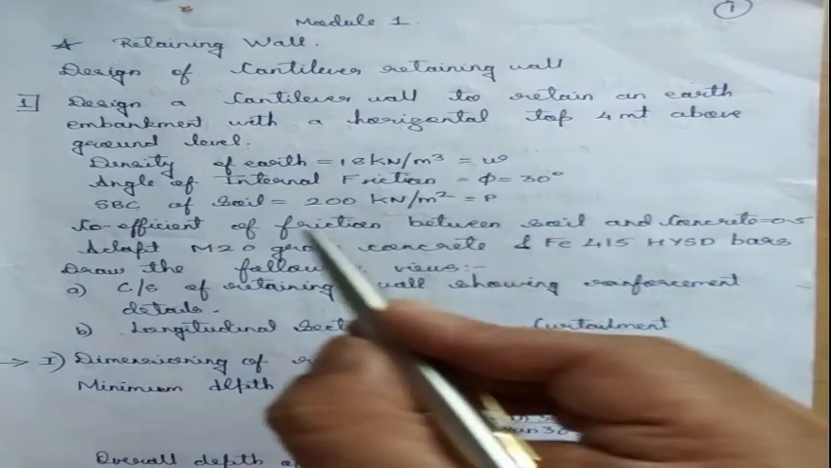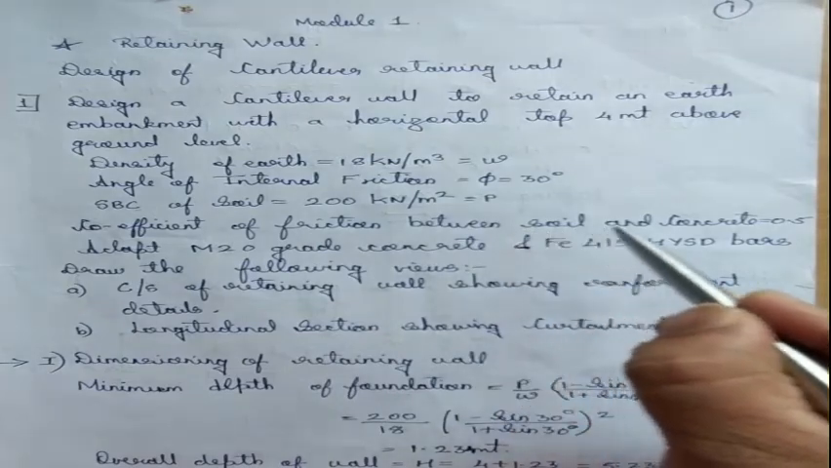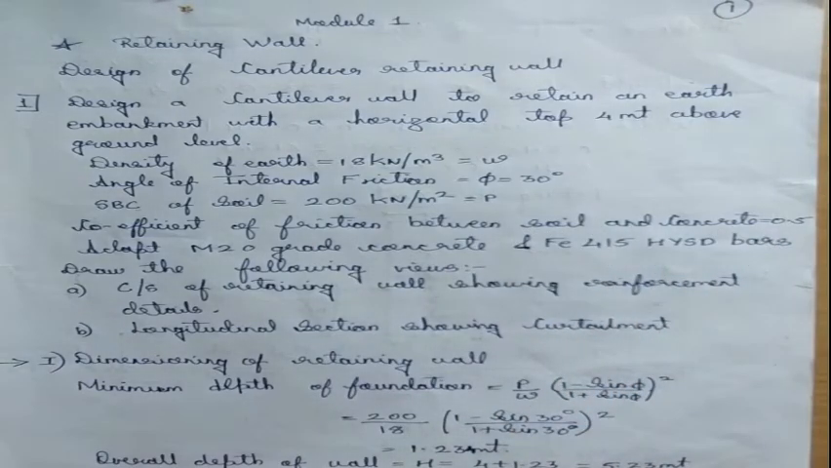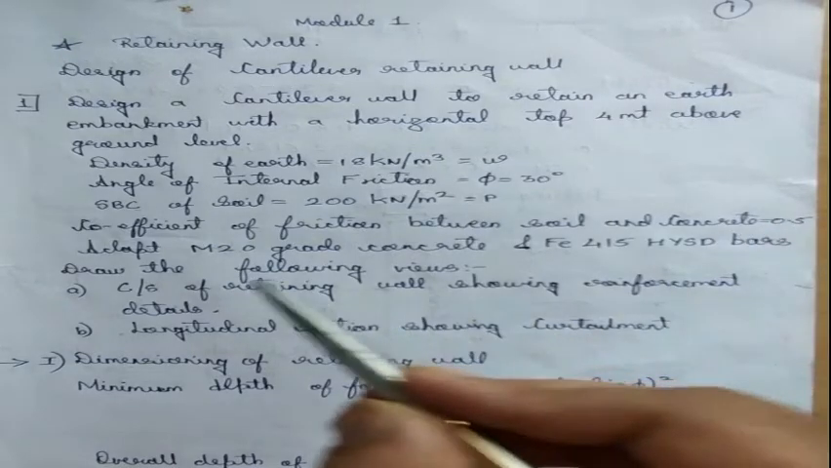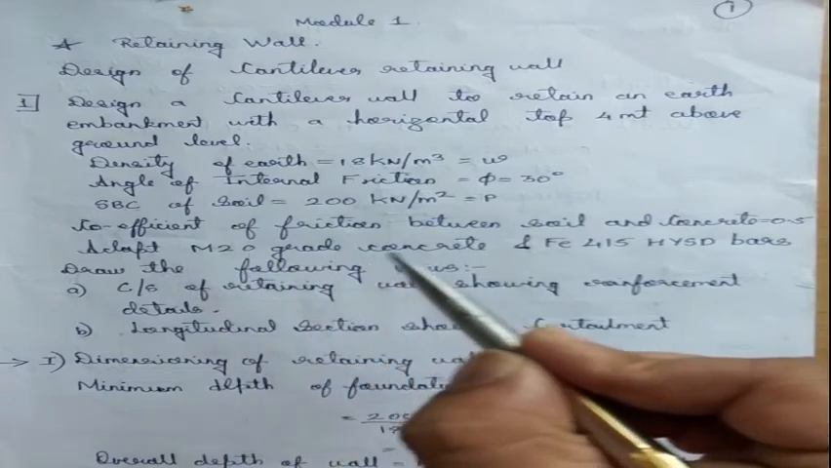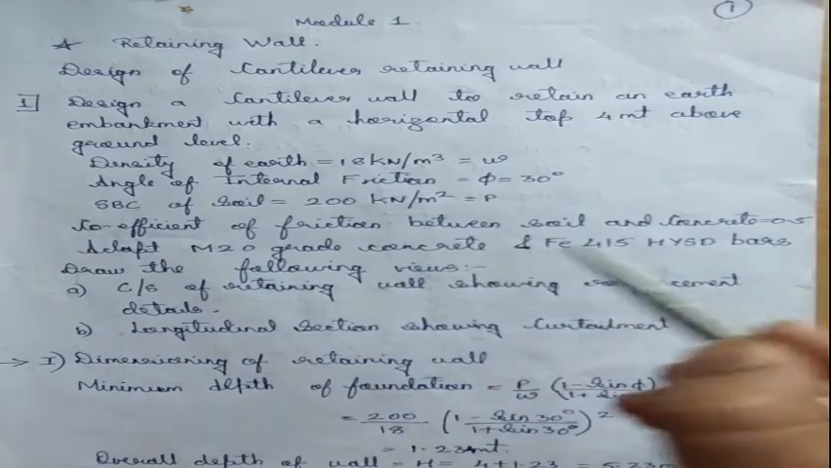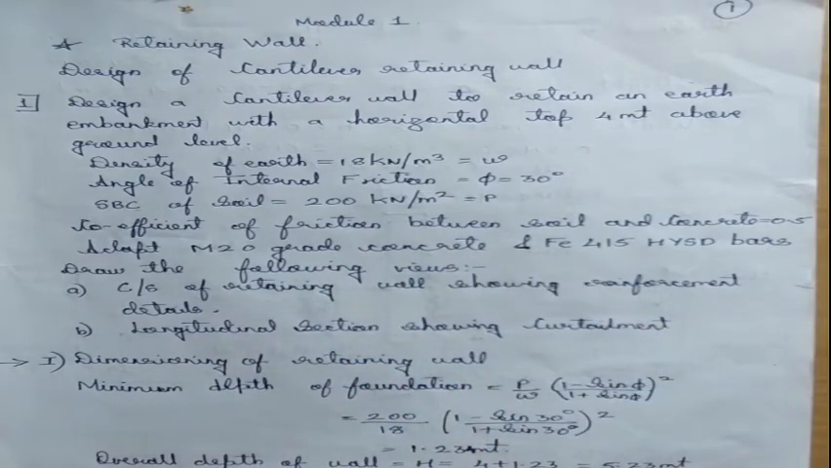So, next, the coefficient of friction between the soil and the concrete, that means the mu, that is the coefficient of friction between the concrete and the soil, is 0.5. So, adopt M20 grade concrete and Fe415 HYSD bar, that means M20 grade concrete having a strength of 20 Newton per mm square and Fe415 steel bars. So, they have even asked to design the cantilever retaining wall as well as drawing.